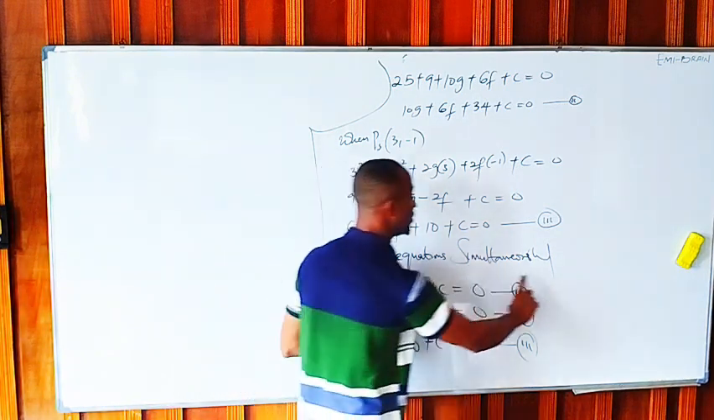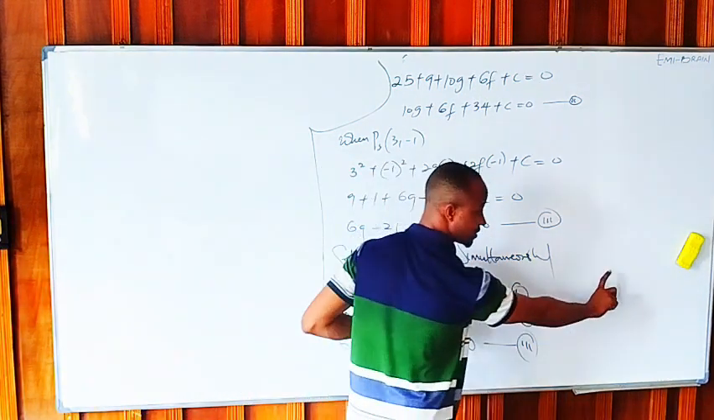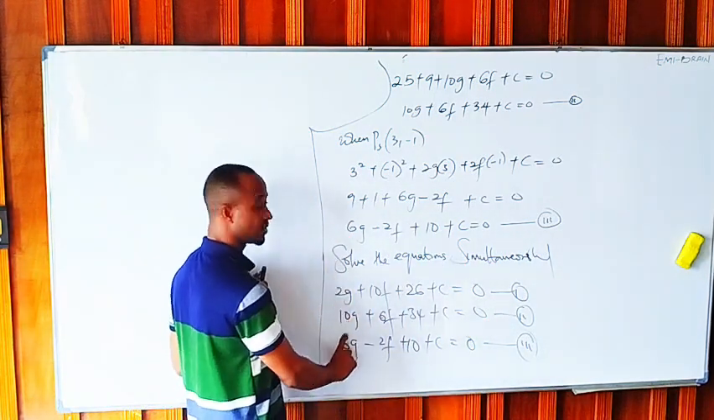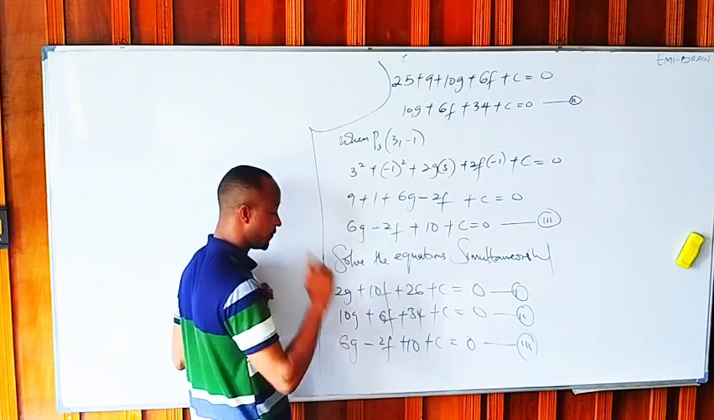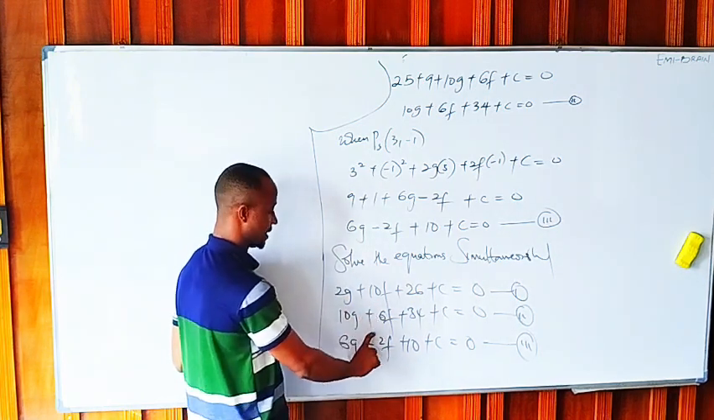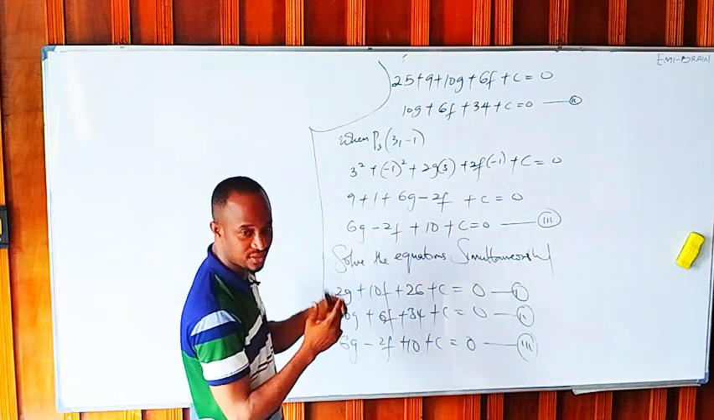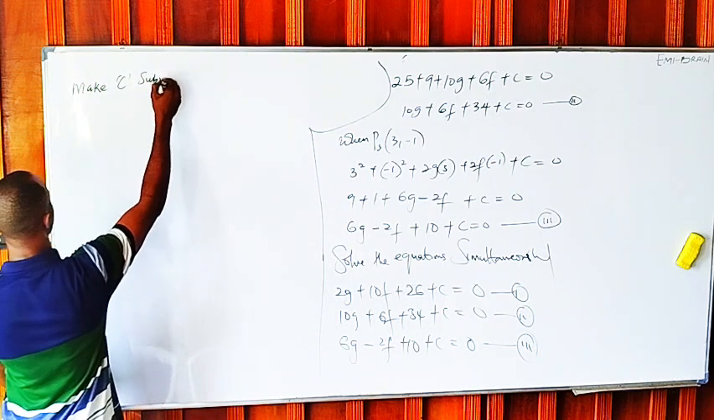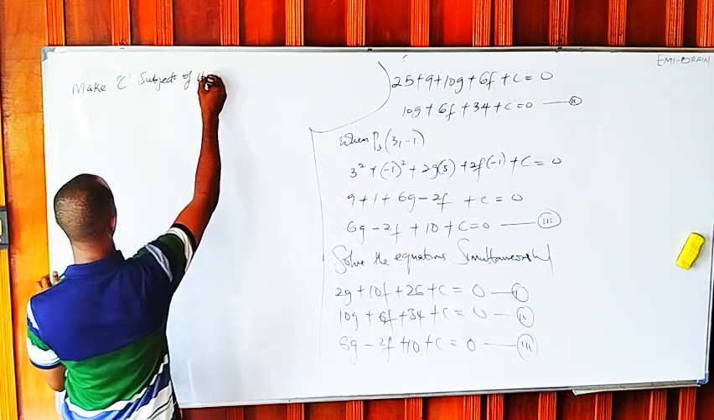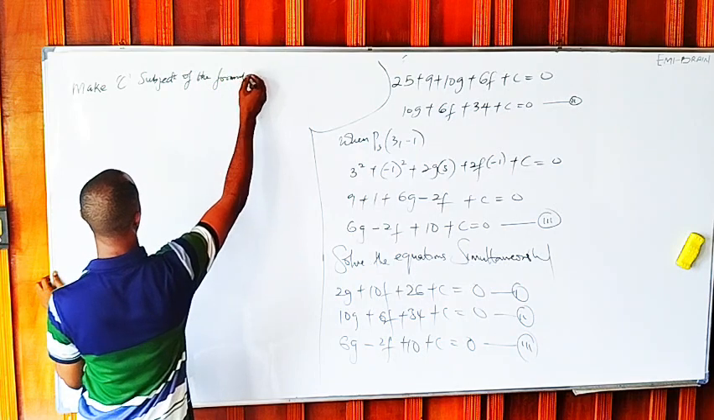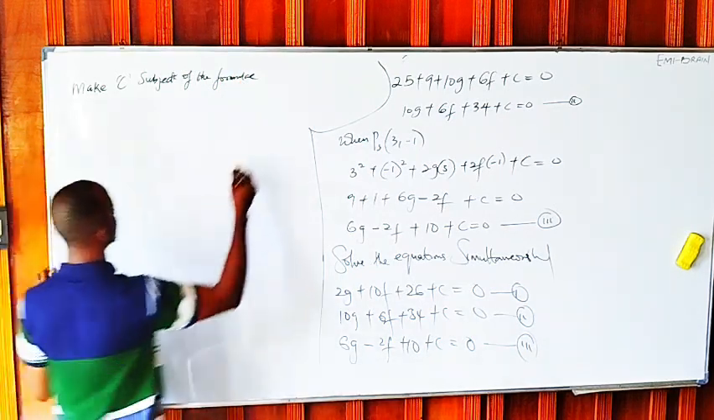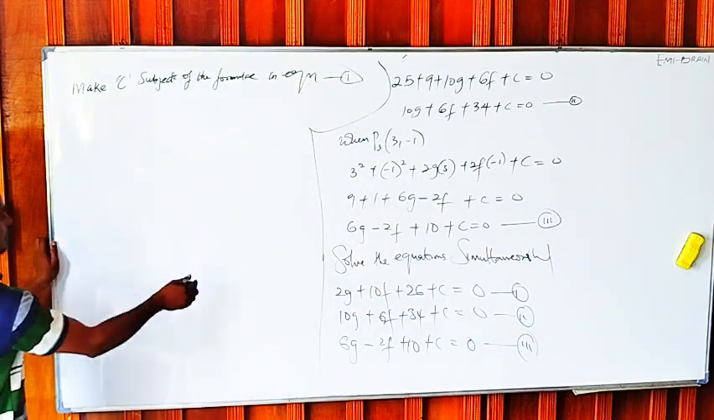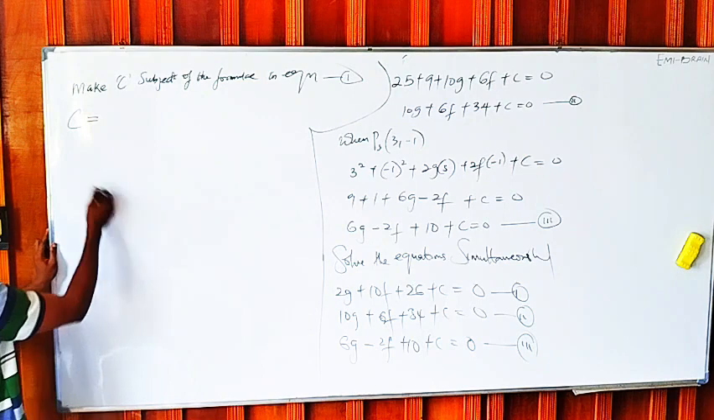Anything you have in that expression, put that equation into equation 2 and 3. So the new equation form, when you do that in equation 2 and 3, you now solve them simultaneously. We make c the subject of the formula in equation 1, right? That will give us the value of c there.